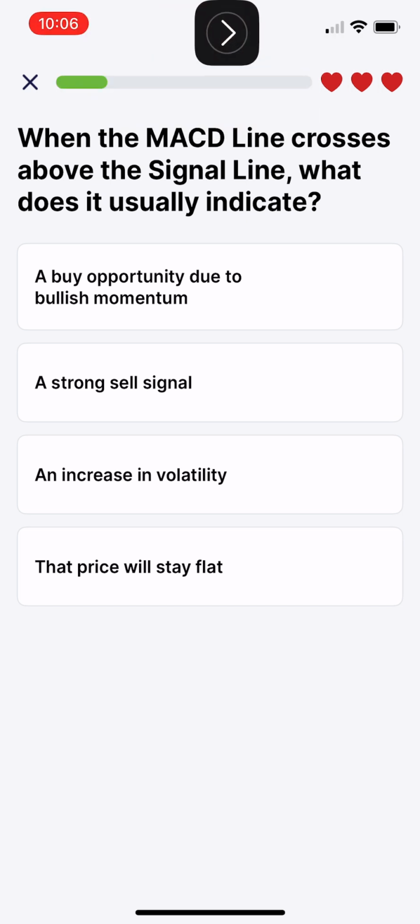When the MACD line crosses above the signal line, what does it usually indicate? Buy opportunity due to bullish momentum. Strong sell signal. An increase in volatility. That price will stay flat.